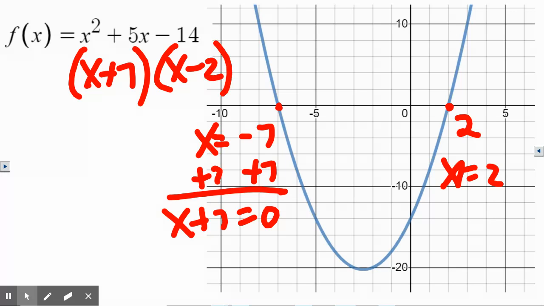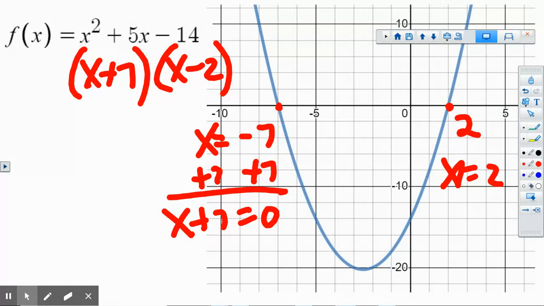So x minus 2 times x plus 7 is equal to x squared plus 5x minus 14. And this is a way of showing that. We could multiply that out and double check it. But notice that x plus 7 as a factor gives us negative 7 as the 0. X minus 2 as the factor gives us positive 2 as the 0.